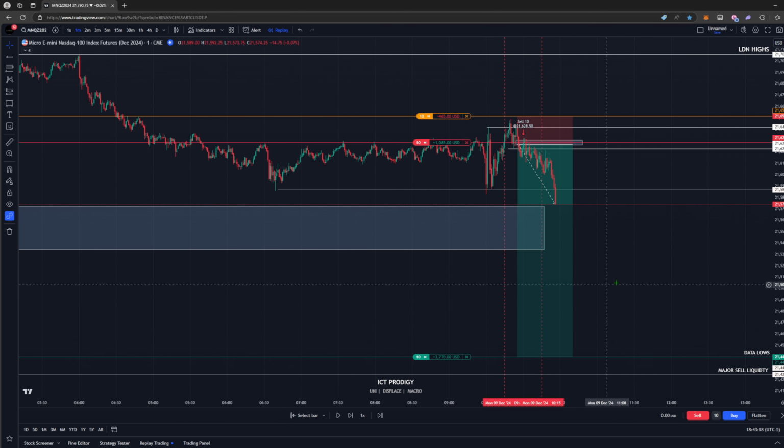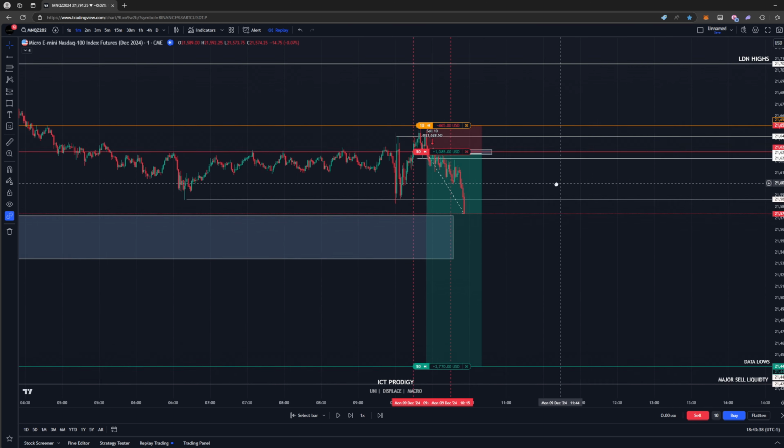So there we go, we can see that price is now coming back to fill this imbalance inside of the charts. That 1 hour fair value gap that we marked out earlier, it's now coming back to take this zone because there's orders trapped inside this area. So it will come back to it. We might have a slight retracement off of it to then come back down and take the data lows, which is the major sell side liquidity for this session.